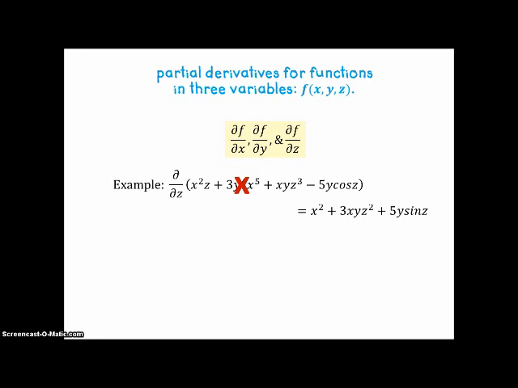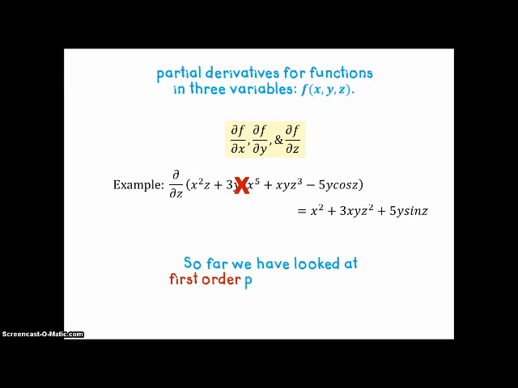And then we have in the third term, we keep the xy, the 3 comes down, we have z squared. And then the last term, the negative sine z changes the negative sign to a plus, and we keep the 5y because we treat it as a constant.